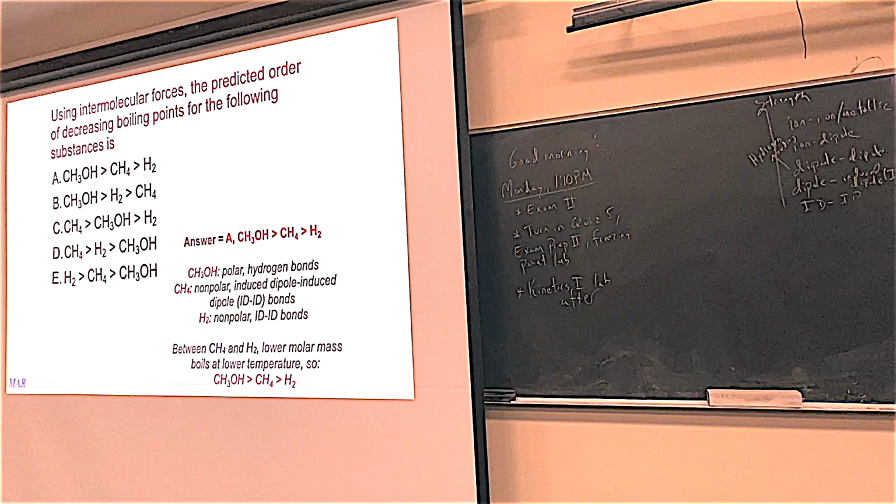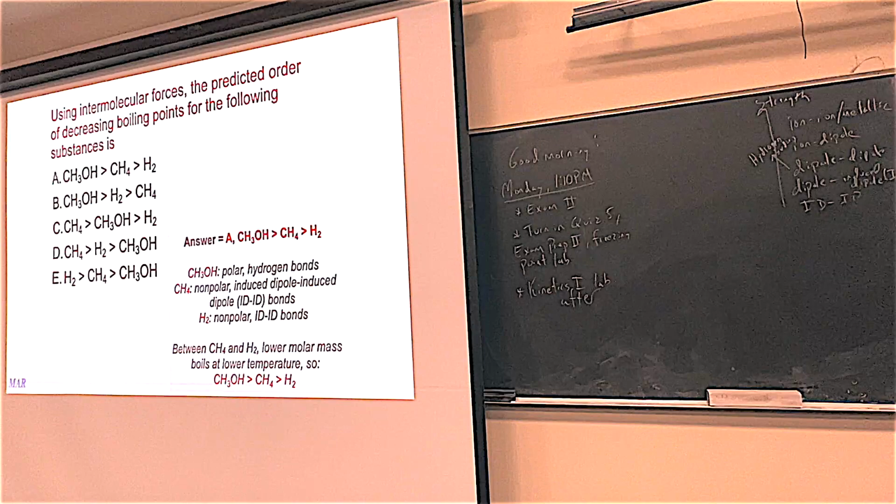However, when it comes to these two, they're both ID-ID. Then you go to molar mass, all right? CH4 is about 16 grams per mole, while hydrogen's about 2 grams per mole. So it'll be easier to throw hydrogen in the air. It's going to be harder to make that go into a liquid, basically. Any questions on that?